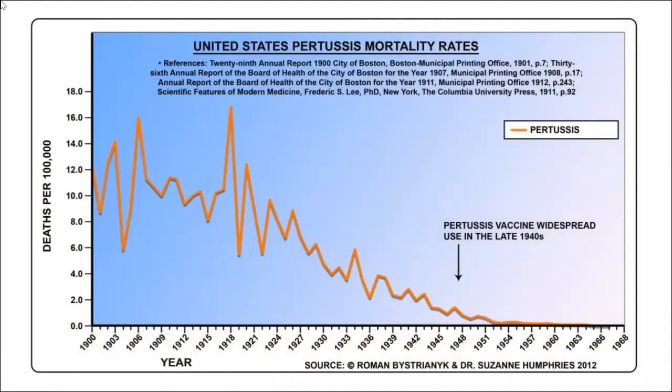This chart of deaths from pertussis, or whooping cough, is from Vital and Historical Statistics of the United States from 1900 to 1968. It shows a dramatic decline in deaths from pertussis well before the pertussis vaccine came into widespread use in the 1940s. The death rate falls from as many as 17 per 100,000 in 1918 to less than 2 before the vaccine came into widespread use in the late 1940s.